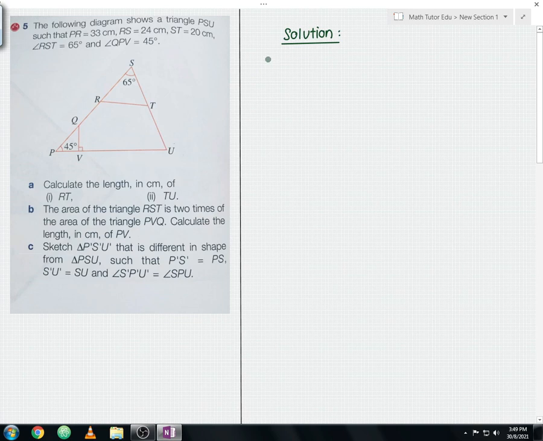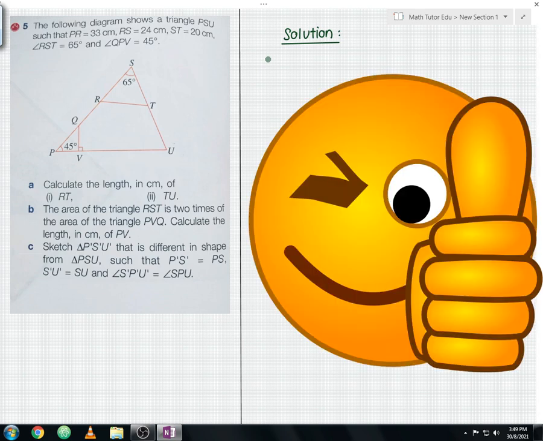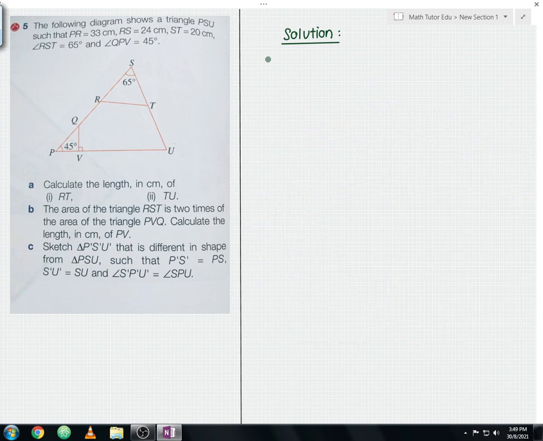So this is the overall question. I hope that you will attempt this question in the future. If you could manage to solve this question, a big thumbs up to you guys. But if you can't solve this question, no worries. I'm going to show you the step-by-step working and the solution. So without further delay, let us start to solve the question.